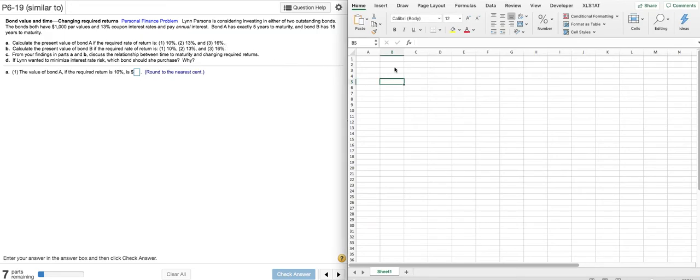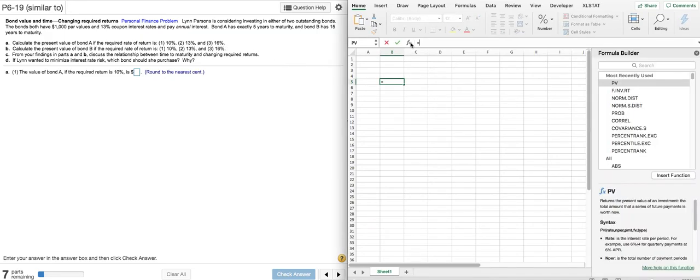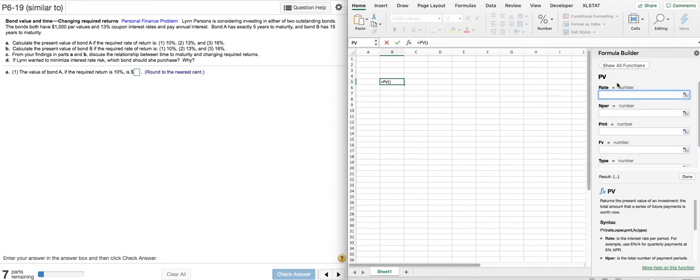So here we are going to utilize, again, the present value function in Excel. And the rate, again, remember, is always the required rate, or sometimes called the discount rate or cost of capital. So in this case, for the first part, it's 10%, so 0.10. Annual compounding, so we don't need to adjust the rate at all. Number of periods is for Bond A 5 years to maturity.